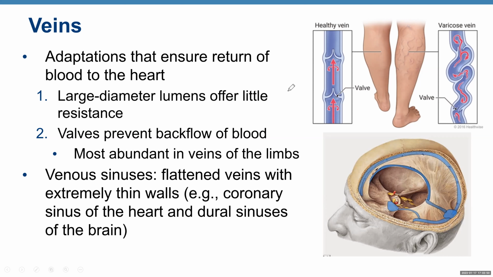So here you can see a healthy vein with a valve. And here's a varicose vein, when valves are not functioning properly. Instead of blood flowing in one direction, towards the heart, blood starts flowing backwards, and it damages the structure of veins, and that's what we call varicose vein. And in the picture below, you can see those flattened veins that form sinuses. So we have lots of sinuses that surround your brain.